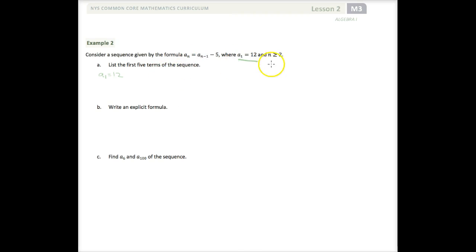And now if we want to know a sub 2, a sub n is equal to a sub n minus 1 minus 5. And so what we see is that, well, let me clean this up a little bit. A sub 2 is a sub 1 minus 5. The next term is the old term minus 5. The old term is 12. 12 minus 5 gives us 7.